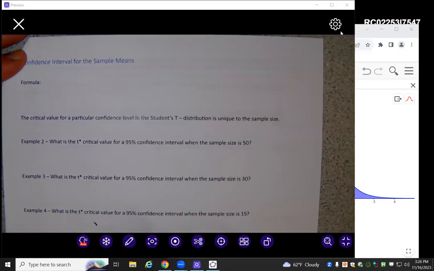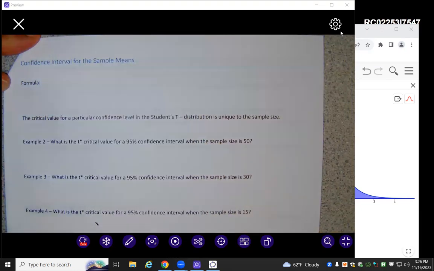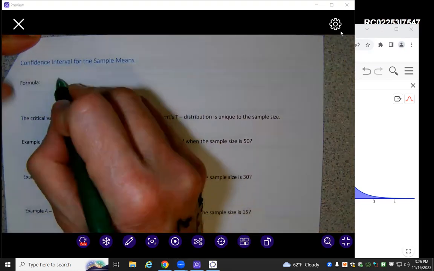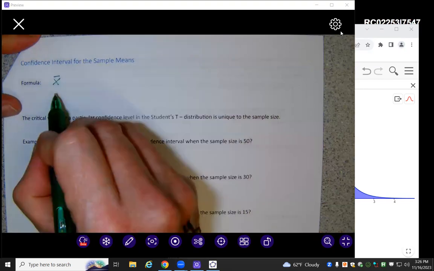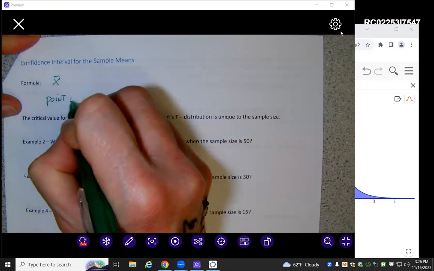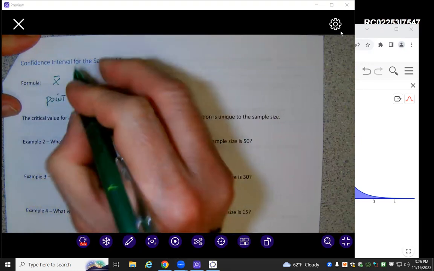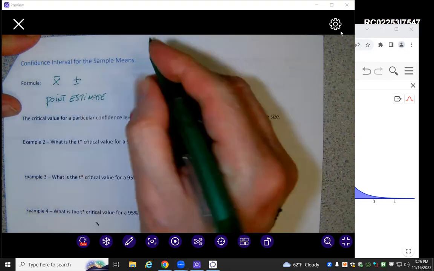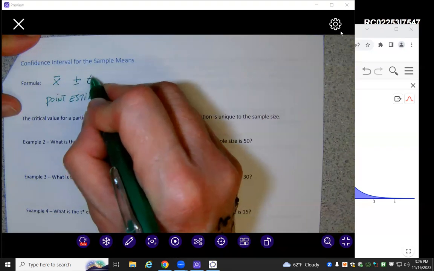All right, so we're going to continue here now with a confidence interval for sample means. And we're going to put them all together in a bit with another example. So the formula for confidence interval for the mean is, well, I need my point estimate. And our point estimate is X bar. Then we go plus or minus. And now, instead of using a Z, we're going to use a T critical value.